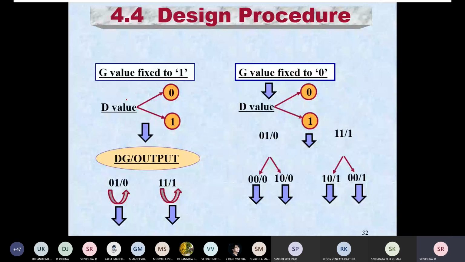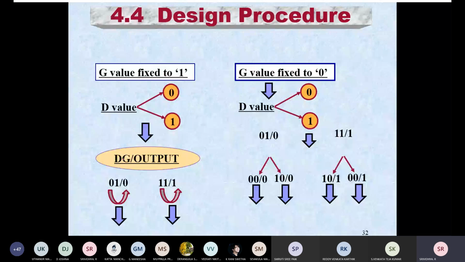So now the D value can either be 0 or 1. Now you all tell me from the question, if G is equal to 1, what will be the output? If G is going to be equal to 1, what will be the output according to the question? Whatever the D input is, that is the output, ma'am. Excellent. So whatever the D value will be, that will be followed as your output. That only I have shown here.